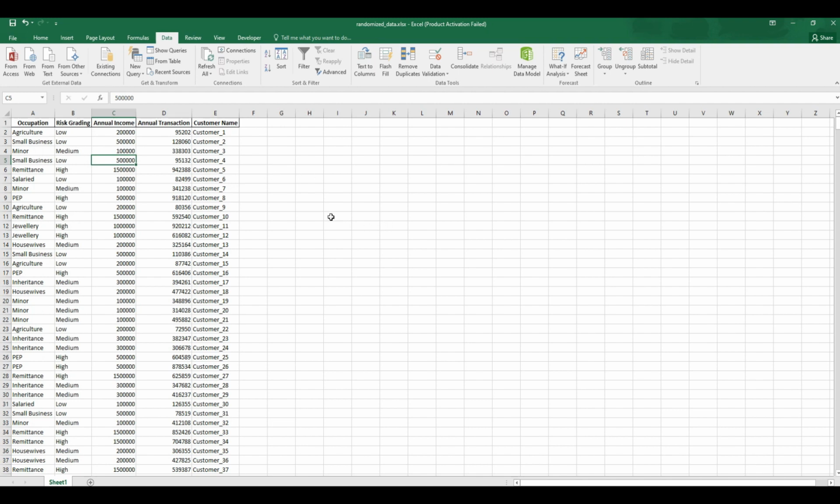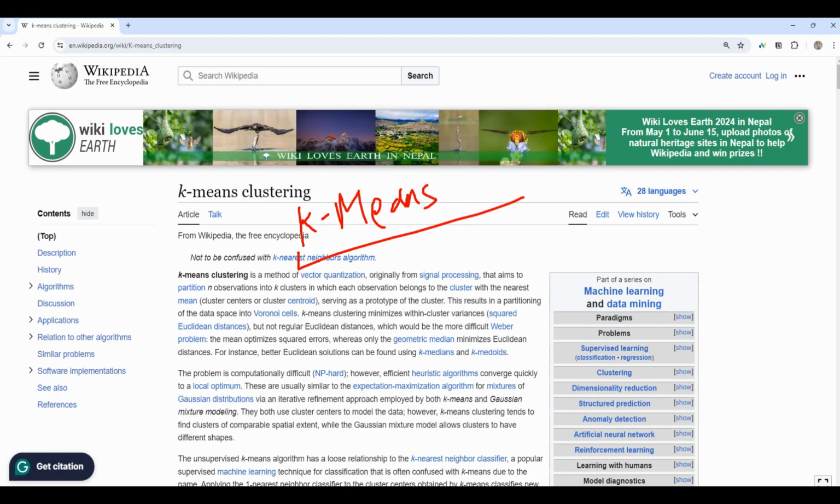And here I have used the K-means clustering machine learning algorithm to classify customers into various segments. Okay, so let's first understand what the K-means algorithm is. In K-means clustering, we segment customers based on similar attributes by creating clusters or groups.